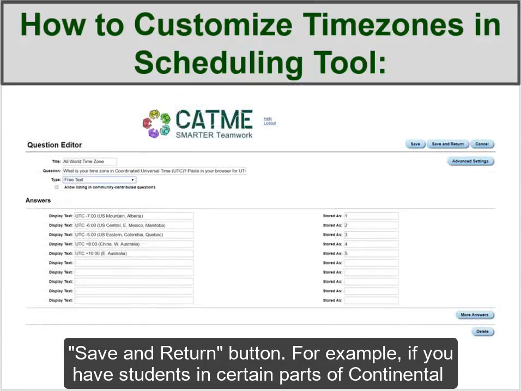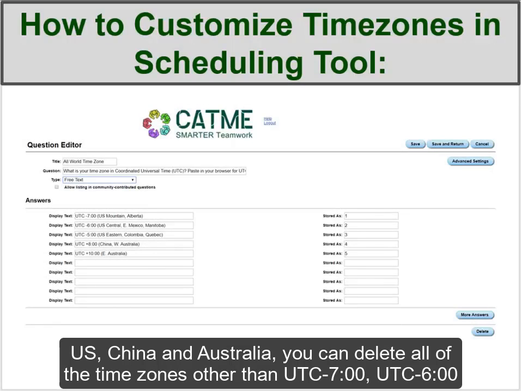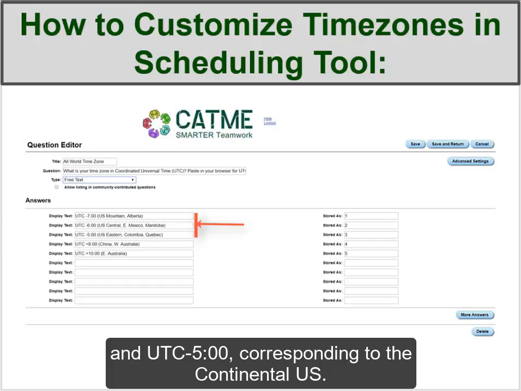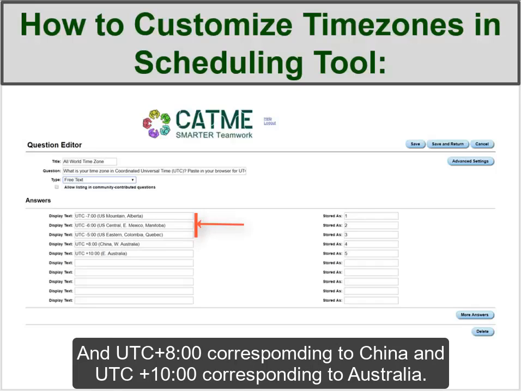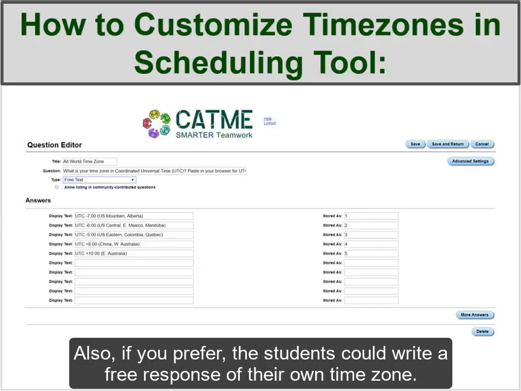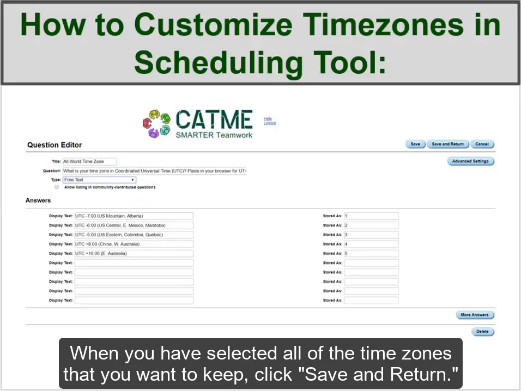For example, if you have students in certain parts of continental US, China, and Australia, you can delete all of the time zones other than UTC minus 7 o'clock, UTC minus 6 o'clock, and UTC minus 5 o'clock, corresponding to the continental US, and UTC plus 8 o'clock, corresponding to China, and UTC plus 10 o'clock, corresponding to Australia. Also, if you prefer, the students could write a free response of their own time zone. When you have selected all of the time zones that you want to keep, click Save and Return.